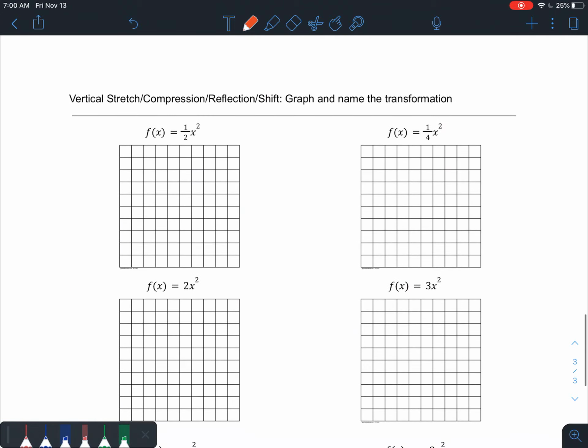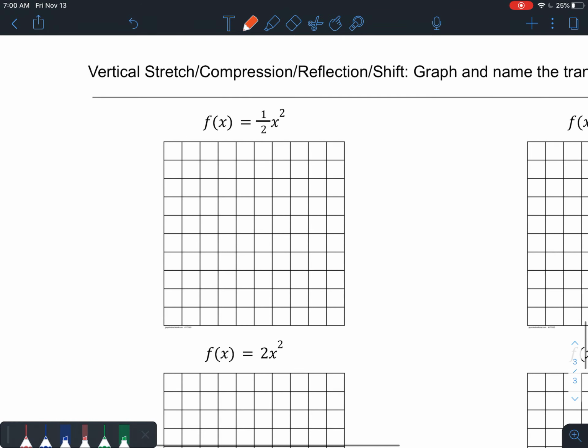Okay, so let's do some examples here and just talk through what each of these does to the graph. So I have a value of 1/2. So a is equal to 1/2. That causes a vertical compression by 1/2.